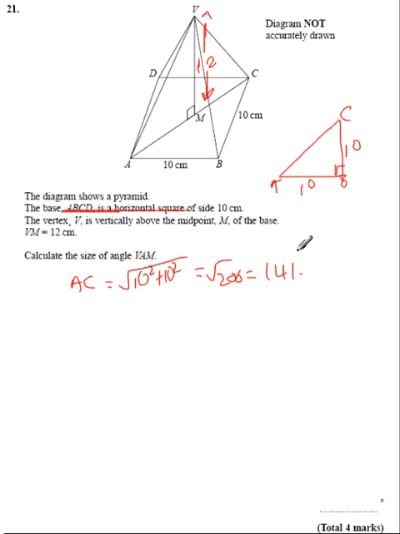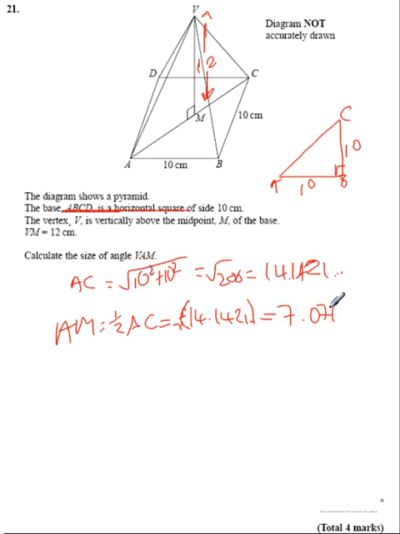Wait, I'm doing pi here. What's the square root of 200? Sorry, 14.1421. Getting my numbers confused there. I'll leave it as 6 significant figures. That's a good amount for now. So AC is that, which means that AM is going to be half of that. So half of 14.1421 dot dot dot, which is 7.0711.